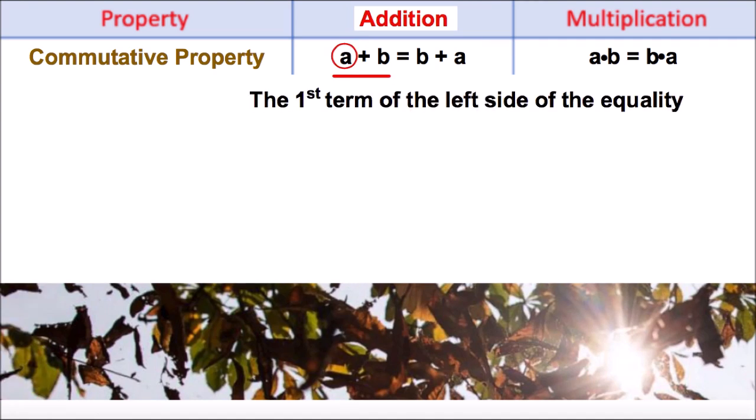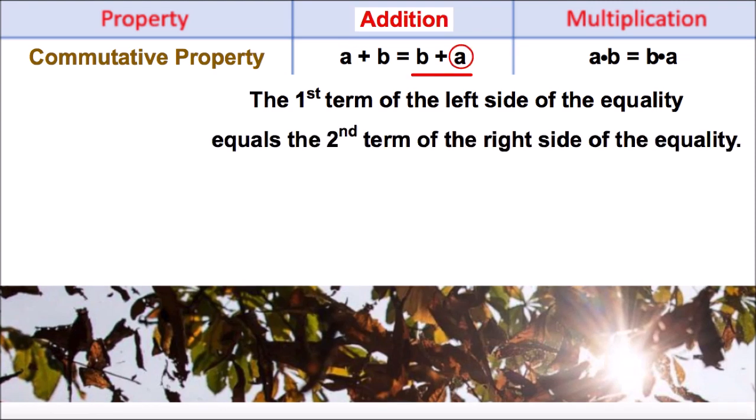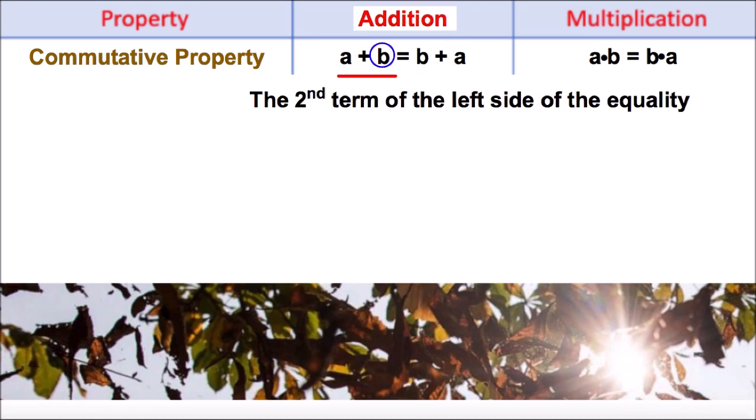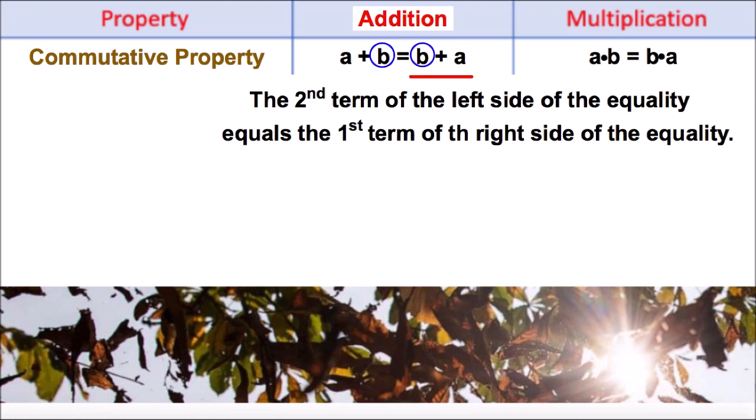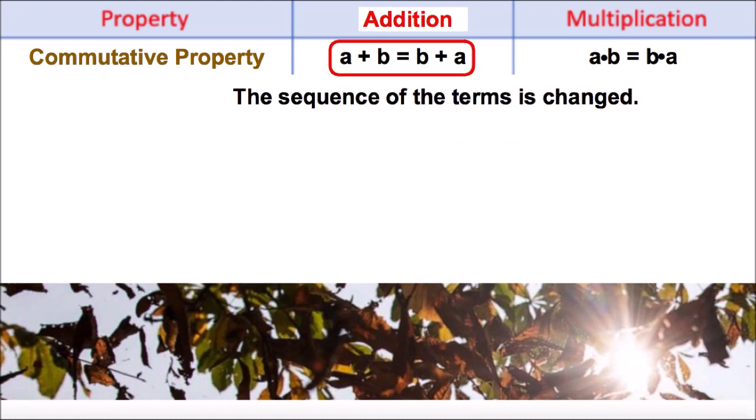The first term of the left side of the equality equals the second term of the right side of the equality. The second term of the left side of the equality equals the first term of the right side of the equality. The sequence of the terms is changed.